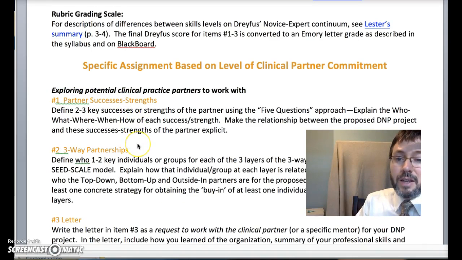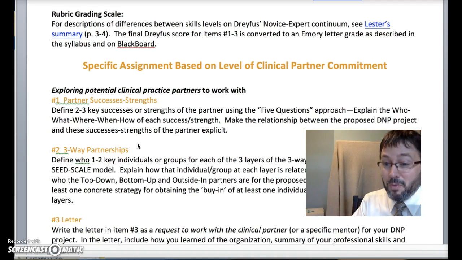you're going to define 2 to 3 key successes or strengths of that partner. And if you don't know for sure who that partner is, but you sort of have a choice among 3, pick your top choice. If you have no idea of which partner you're going to work with, go ahead and plan to call me this week so we can talk that through.